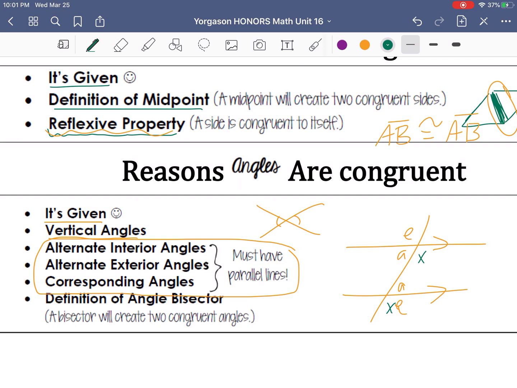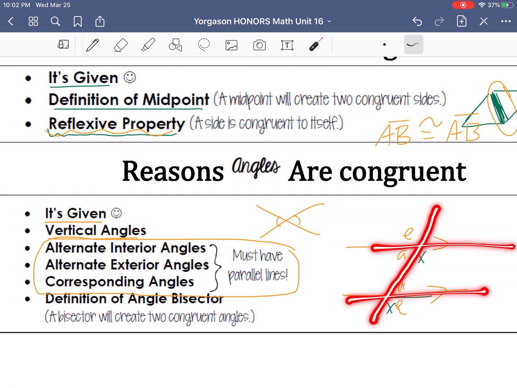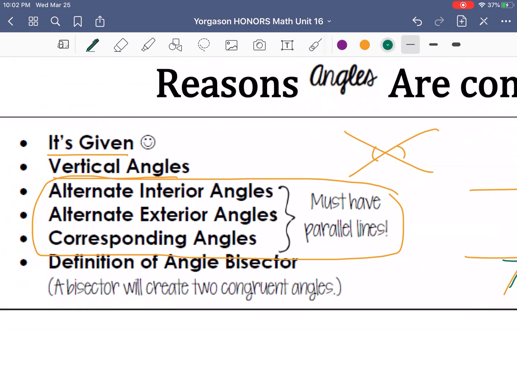So alternate is telling us they're on different sides of the transversal. Interior versus exterior, I hope that that's sort of obvious. Inside between the 2 parallel lines or outside between the 2 parallel lines. And then corresponding is on the same side of the transversal. So see how the x's are both on the right and on the same side below. So when we were trying to come up with a definition as a class, remember that we said same side for corresponding. So they're on the right of the transversal or the left or whatever, and then below the lines or above the lines, whatever it needs to be. Okay, then we have an angle bisector.